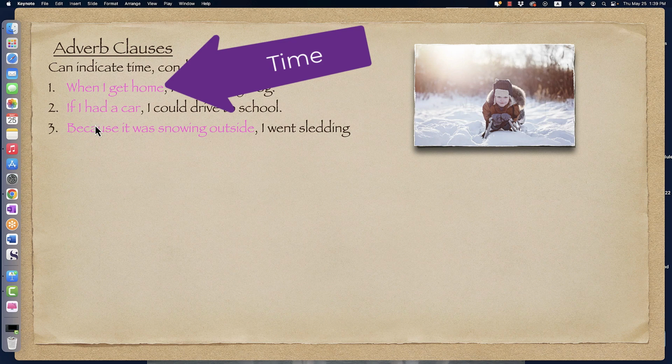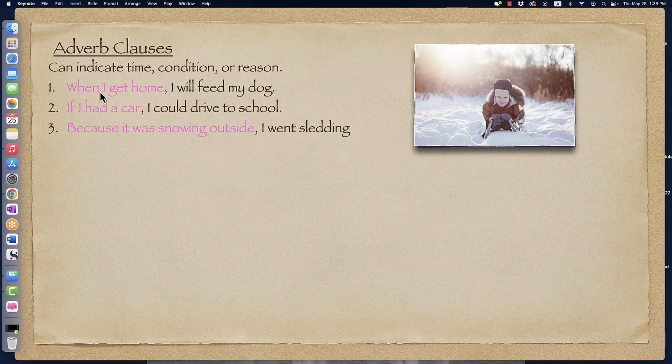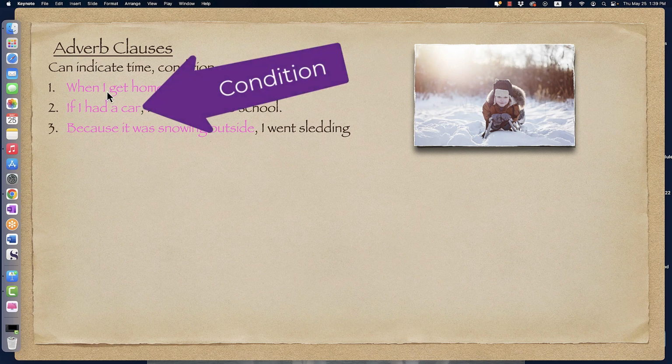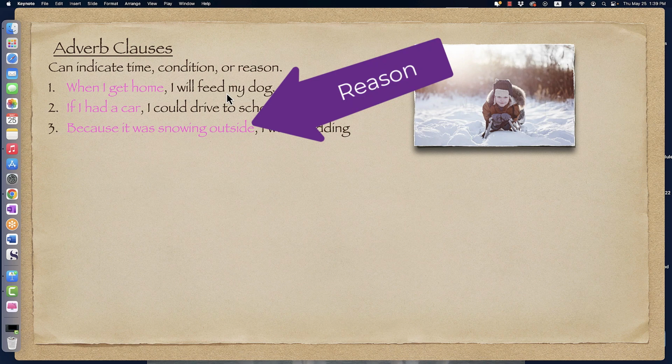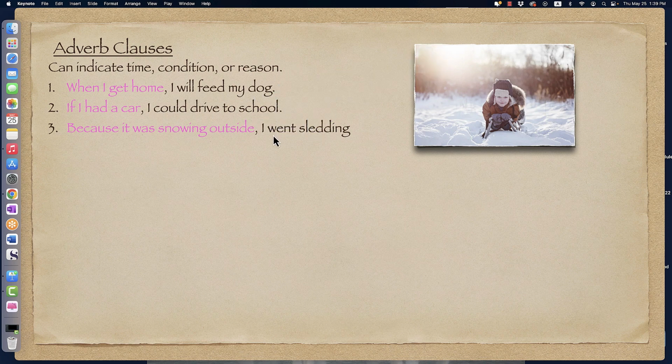But in all three of these situations, what you see in pink here is the adverb clause. It's not a complete thought. They are still considered dependent clauses. The main or independent clauses are I will feed my dog, I could drive to school, and I went sledding. Those are considered your independent clauses.